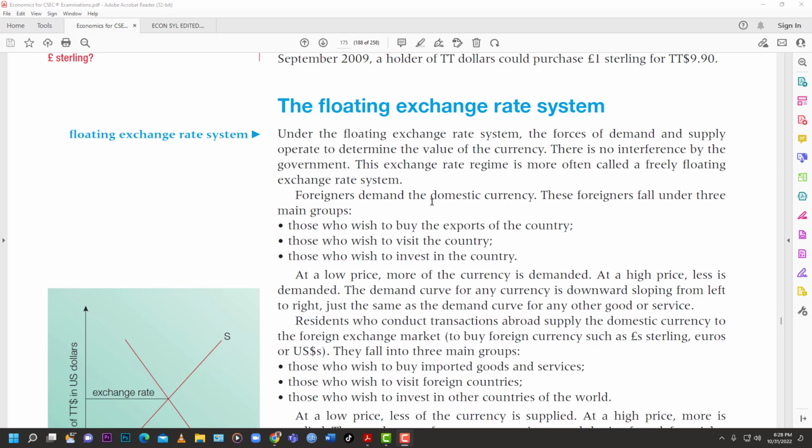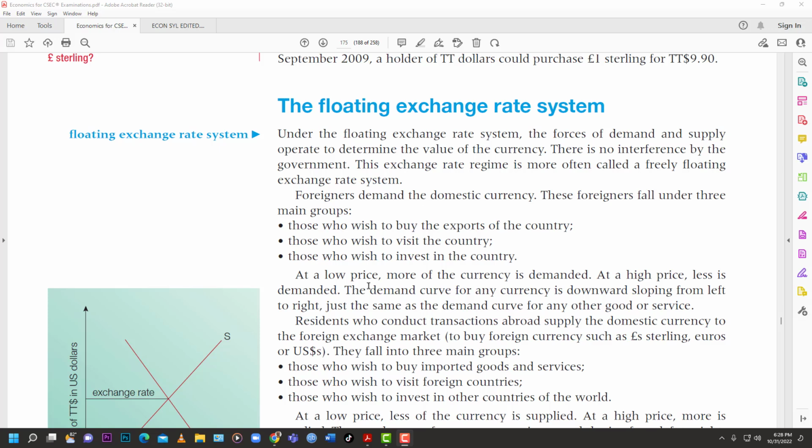And the reverse is also true. If you want more visitors coming to the country, value gone up. You want to invest more in the country, the value goes up. And you want to buy more exports, the value goes up.